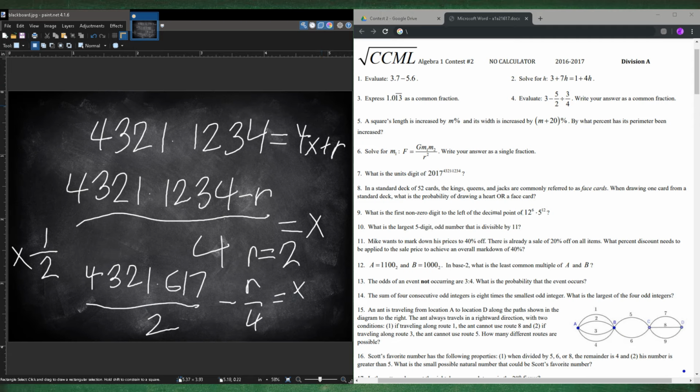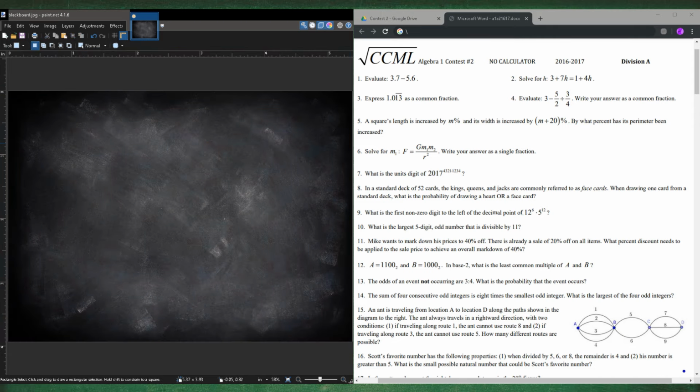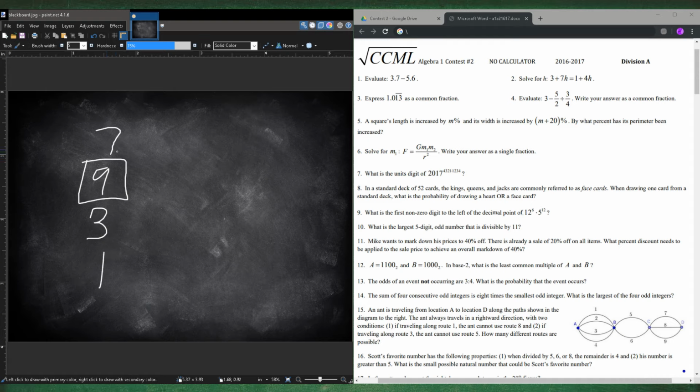So if the remainder is 2, we just have to look for the second number. Oh, sorry, ignore the part about the even part. So basically, what was the number? 7, 9, 3, and 1. So since it's the second one, the answer is 9. So that's how you do it. It takes a little bit of logic.